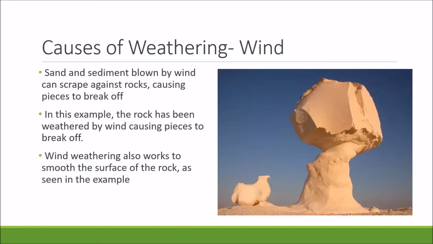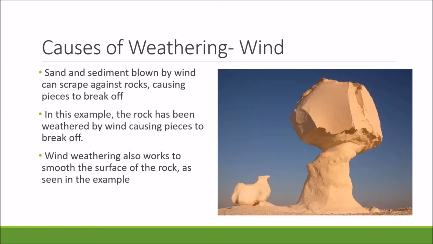The next cause of weathering is wind. So sand and sediment blown by the wind can scrape against the rocks and cause pieces to break off. And in this example, the rock has been weathered by wind, causing pieces to break off. Wind weathering also works to smooth the surface of the rocks, as seen in this example. So you can see this one kind of looks like a mushroom. This is called a mushroom rock because on the bottom, a bunch of pieces have been broken off of the rock, and then at the top, it's been really smoothed out by the wind.